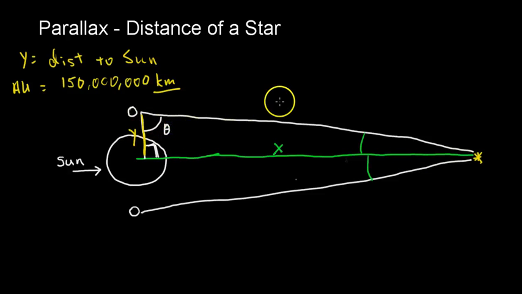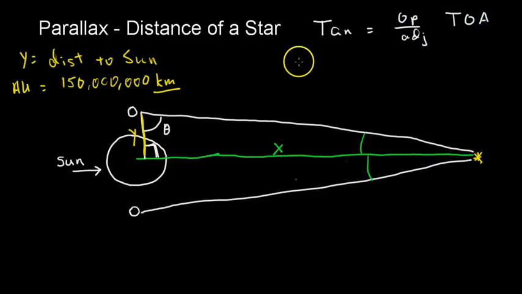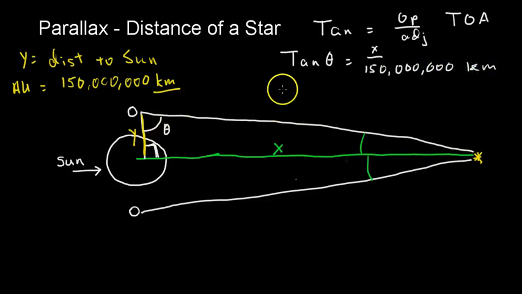And what we end up with is a tangent formula. If you remember basic geometry, tangent equals the opposite over the adjacent, right? Remember SOHCAHTOA, TOA. This is the TOA part. And our formula will end up being the tangent of theta equals the opposite, which is x, over our y, which is 150 million kilometers. All right, so let's say, for instance, that this theta is 70.